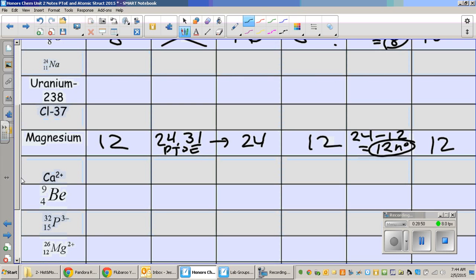All right, you guys work on those. Work together. Take about 10 minutes, finish that chart up. I'll be around if you need me.